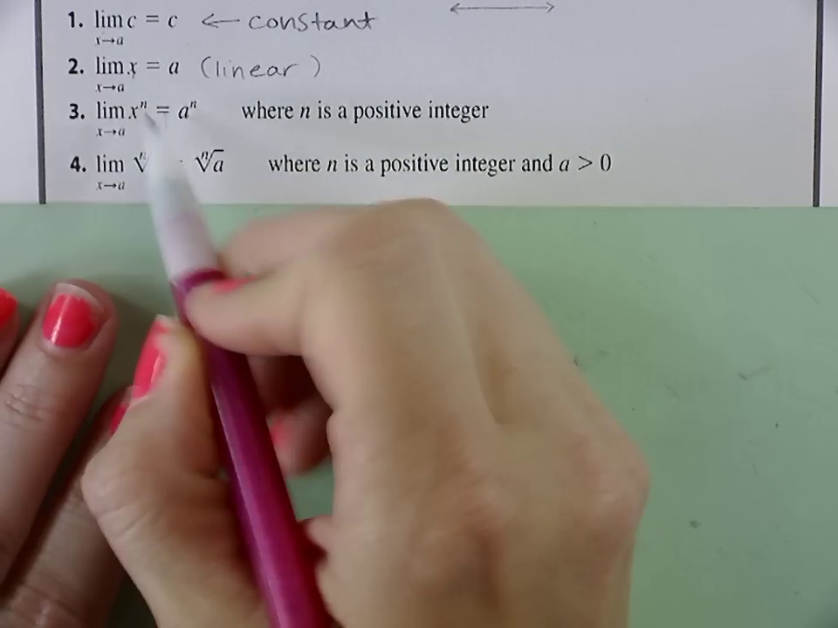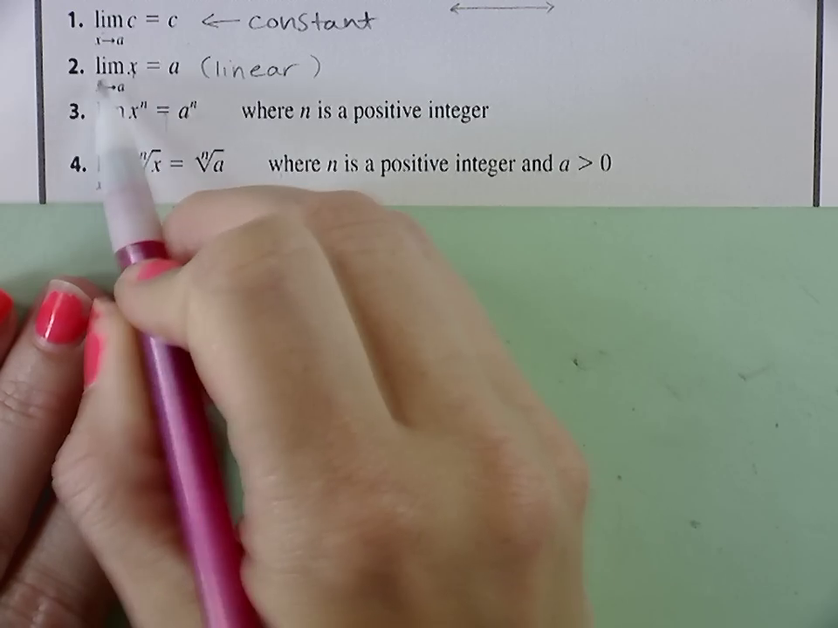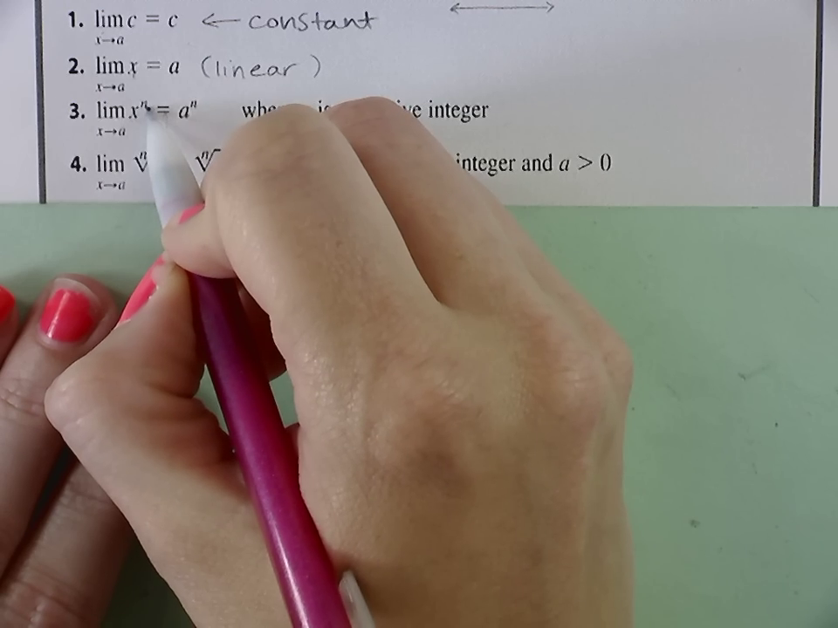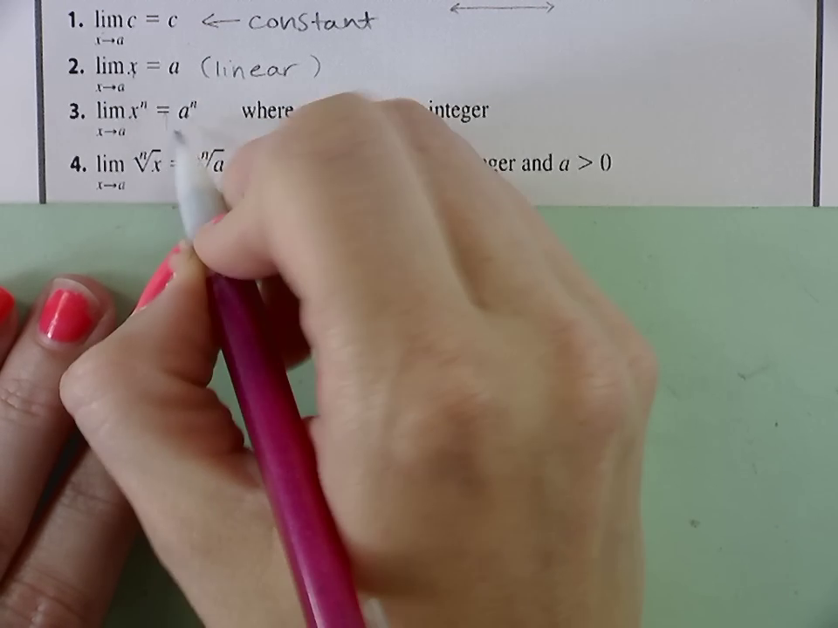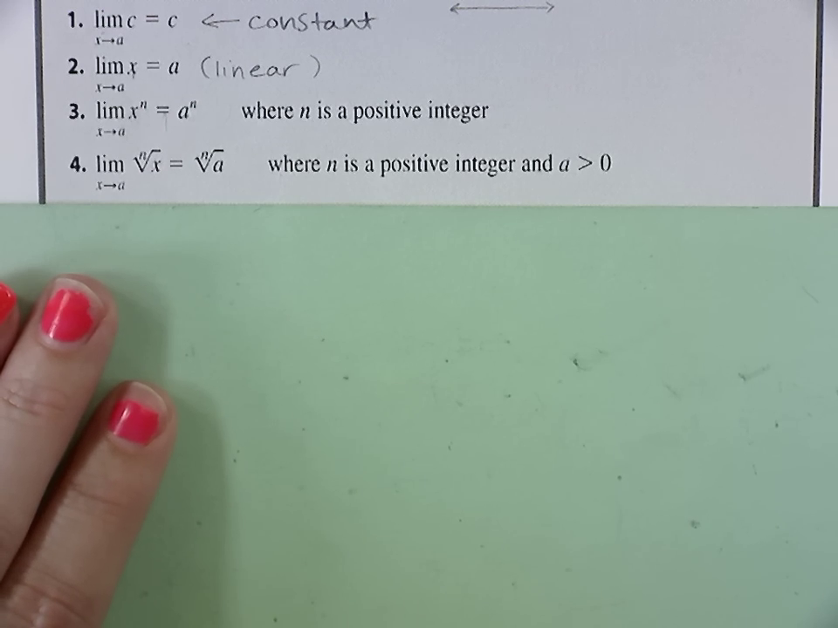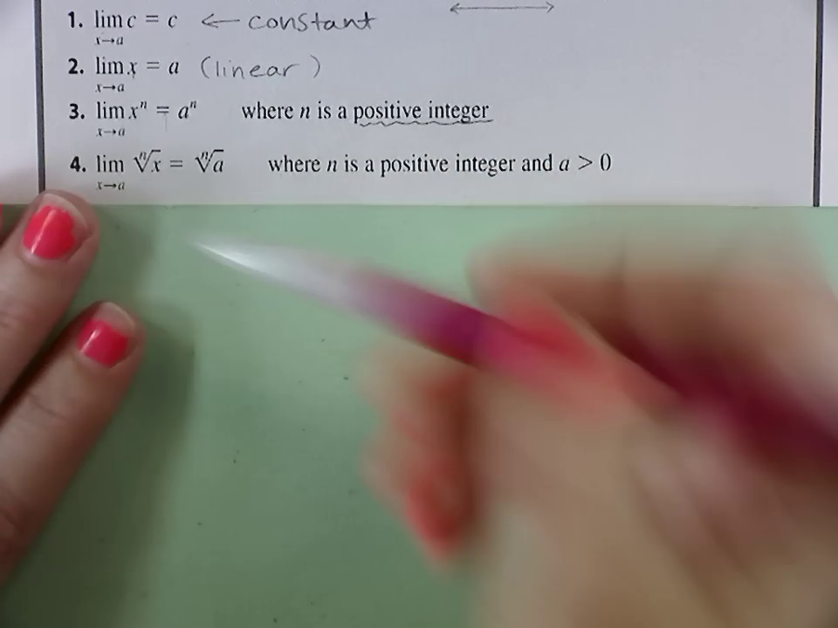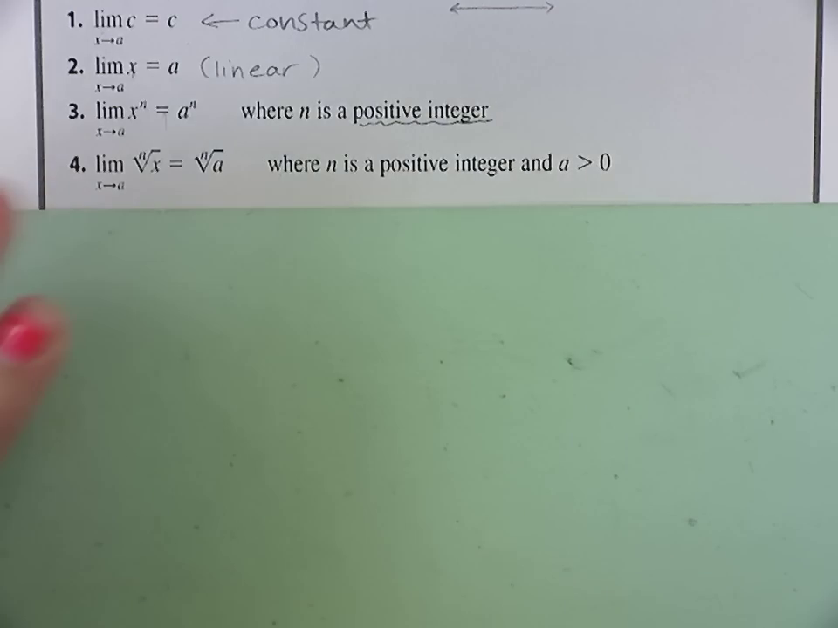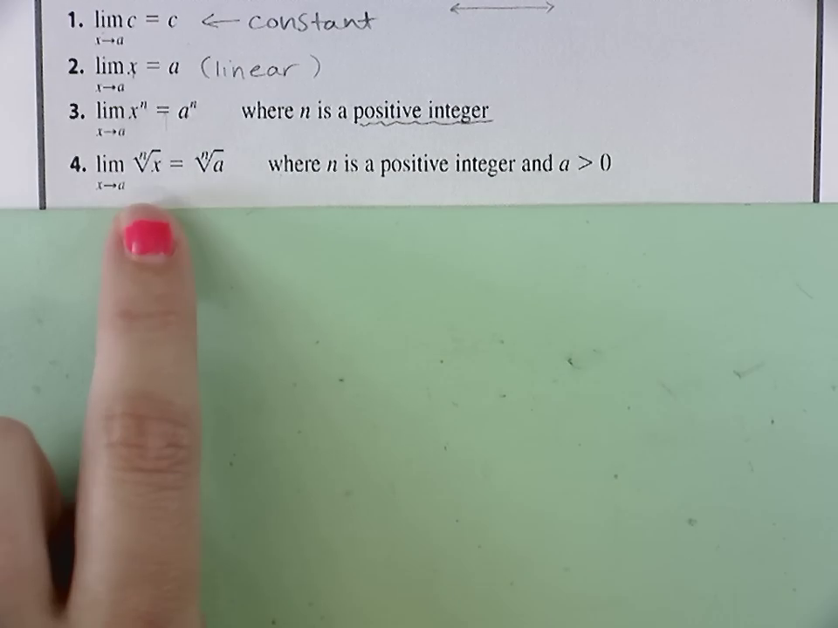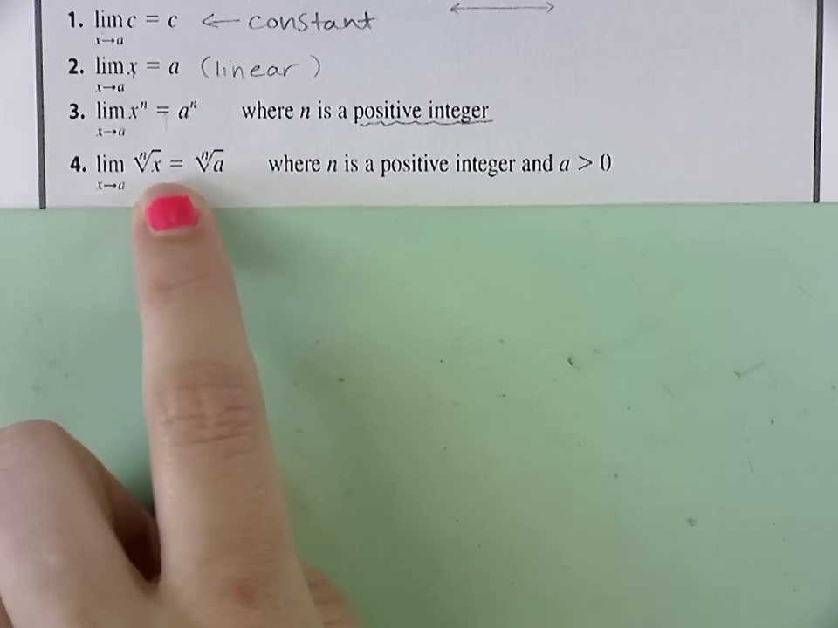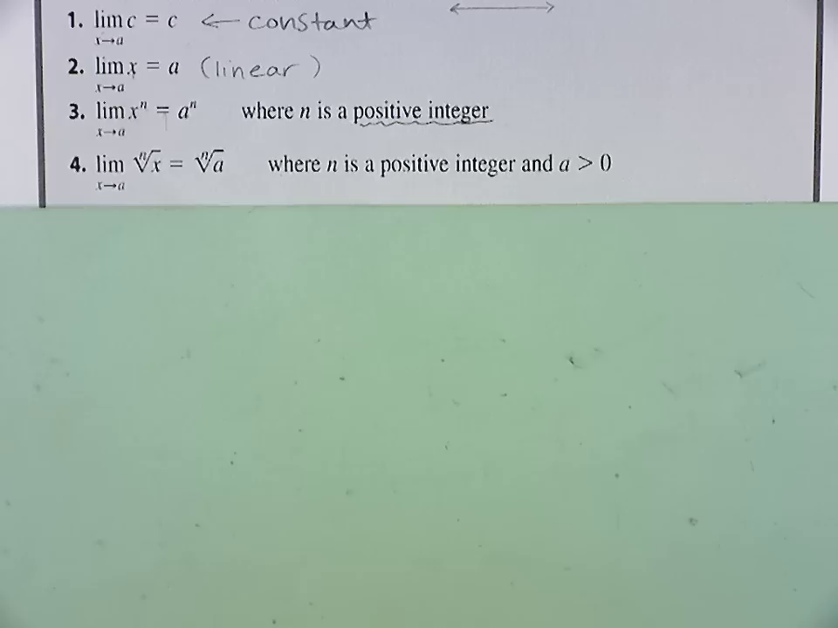Notice here, the difference between special number 2 and special number 3 is these are just being raised to a power. So if it's x to a certain power, that's going to equal a to that same power, whether it's a variable or a number. And this is going to be a positive integer for this. Okay, and then the last one is going to be the root. The limit as x goes to a of the nth root of x is going to equal the nth root of a, which actually kind of stems from number 3, because what's the relationship between the root and exponents? Do you remember what that is?